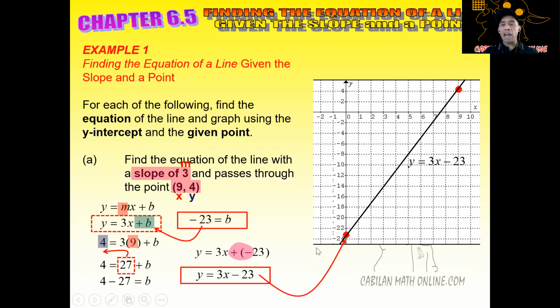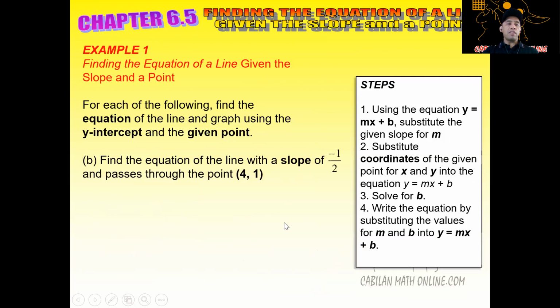And in this case, we actually had the 2 points from the question, which were the y-intercept and the given point. All right, let's take a look at another one here. So this time it says find the equation of a line that has a slope of negative 1 over 2 and passes through the point 4, 1.